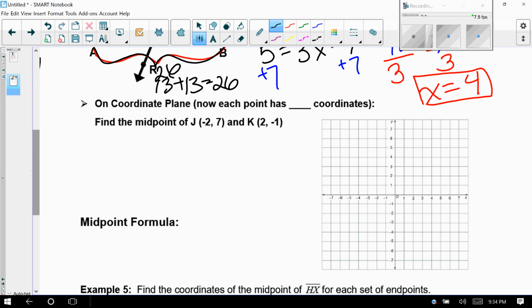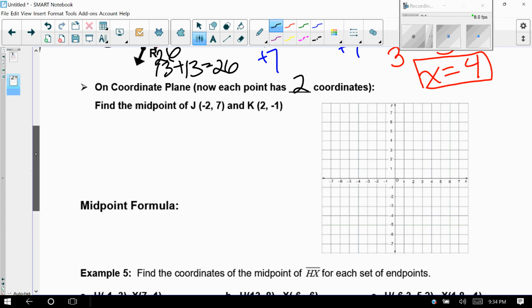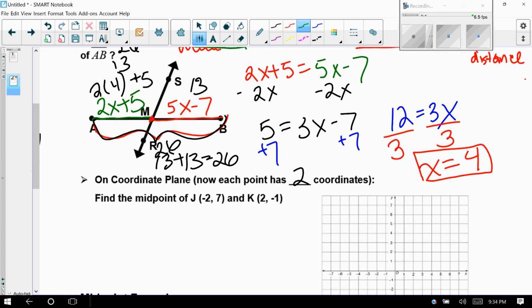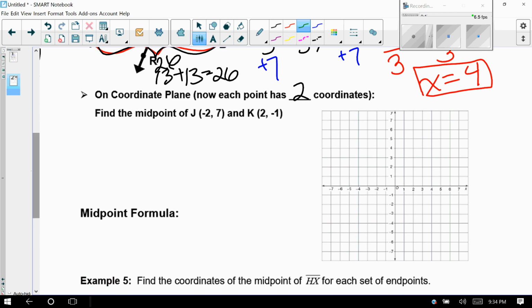On the coordinate plane now, each point has 2 coordinates. Okay. Find the midpoint of JK. Midpoint of JK. Let's try it out. I'm going to plot these 2 points first. J is at -2, 7. Remember that we have an x value comes first, y value comes next. It's always alphabetical order, okay?